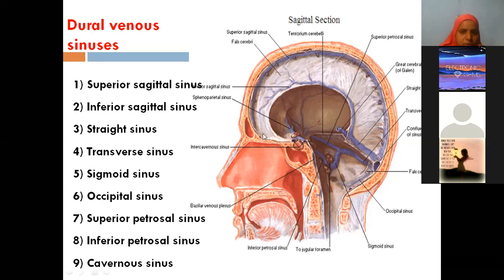Okay, now if you see the attachments of falx cerebri, here anteriorly it will be attached to the crista galli, posteriorly it will be attached to the tentorium cerebelli, in the middle of tentorium cerebelli, exactly in the middle, like this it comes and gets attached. This point is the middle part of the tentorium cerebelli. I'll show in another picture the other view.